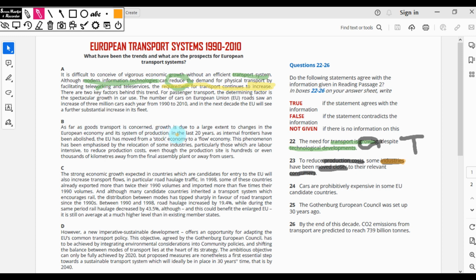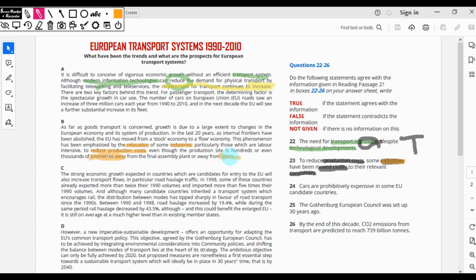Growth changes European economy and there are frontliner abolish stock. The phenomena have been emphasized. Relocation. Relocation means moved. Some industries, industry also exactly matched, those of labor intensive and reduce production cost. Yes, exactly, reduce production cost. We found the location. Even the production site is 100 or even 1000 kilometers away. That plants are away from user.